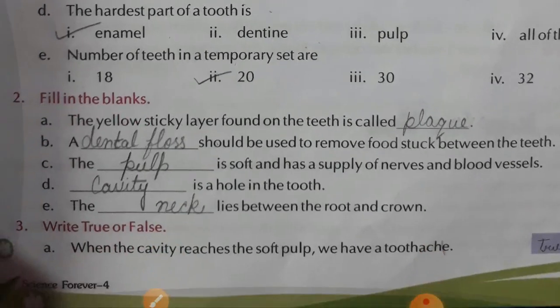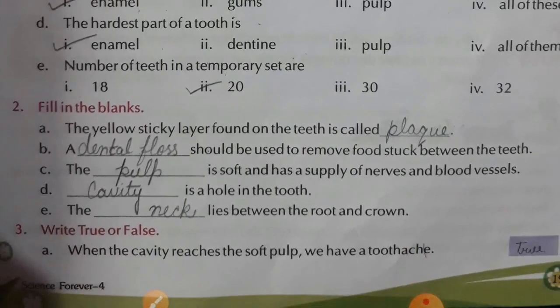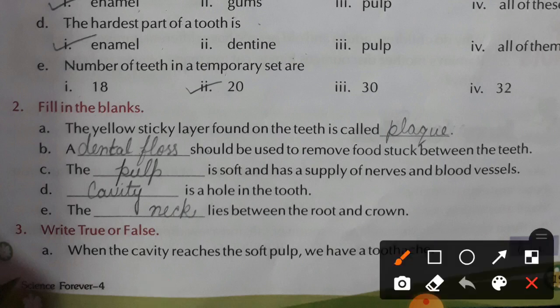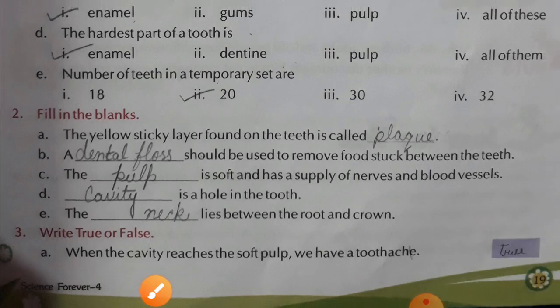Now come on, true and false. At last, third question. A. When the cavity reaches the soft pulp, we have a toothache. So it is true. Here you have to write TRUE. True. Okay, now come on, next page.